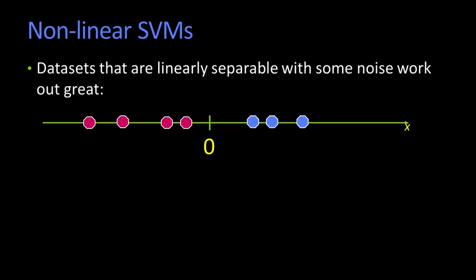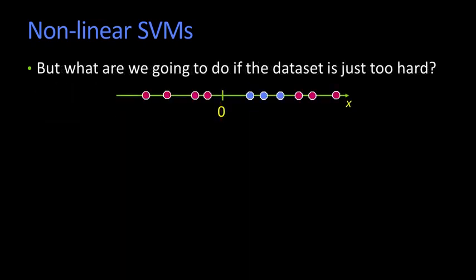Some data sets are linearly separable to start out with. So here I have them along a line. I got my pink points on one side, my blue points along another, and yes, I could draw a boundary, and I would have a margin between them. But what about something that looks like this?